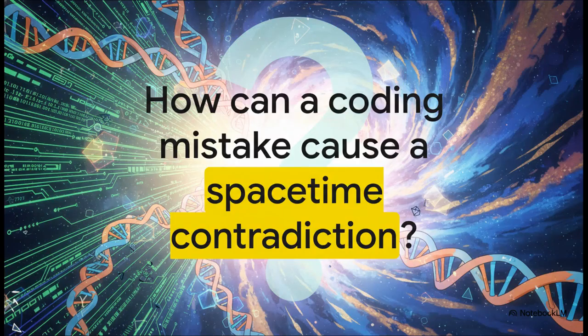And that right there is the big question, isn't it? I mean, what kind of code are we even dealing with where a simple bug can cause a space-time contradiction? It sounds like something out of science fiction. But to really get it, we've got to go back to the beginning and understand the problem the creator was trying to solve in the first place.